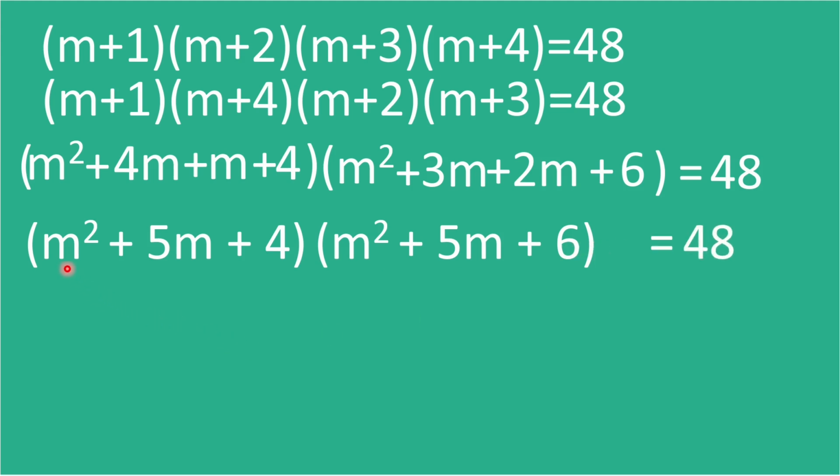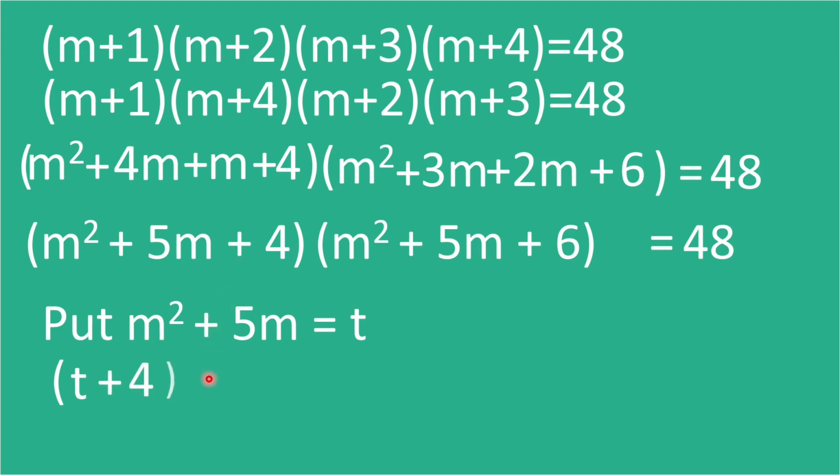And now in the next step, we have m squared + 5m over here and m squared + 5m over here. So we can suppose this is a single value, and let's say m squared + 5m equals t. So we will put t over here, and similarly we will put t over here. So let's put it. The equation will become (t + 4) and here (t + 6), which is equal to 48.